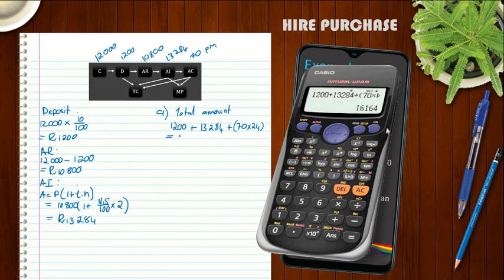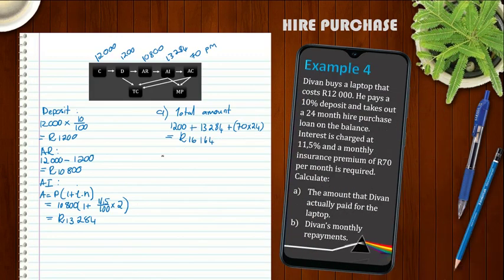So that is 16,164 Rand. And then B, Divan's monthly repayment. So the monthly repayments is the amount here, which is the 13,284, and he's going to pay it over 2 years.